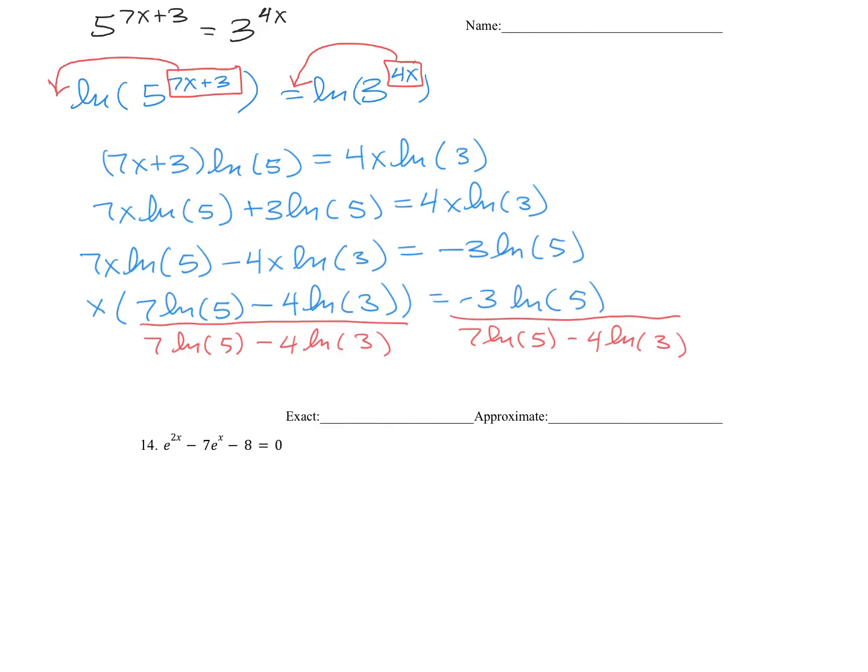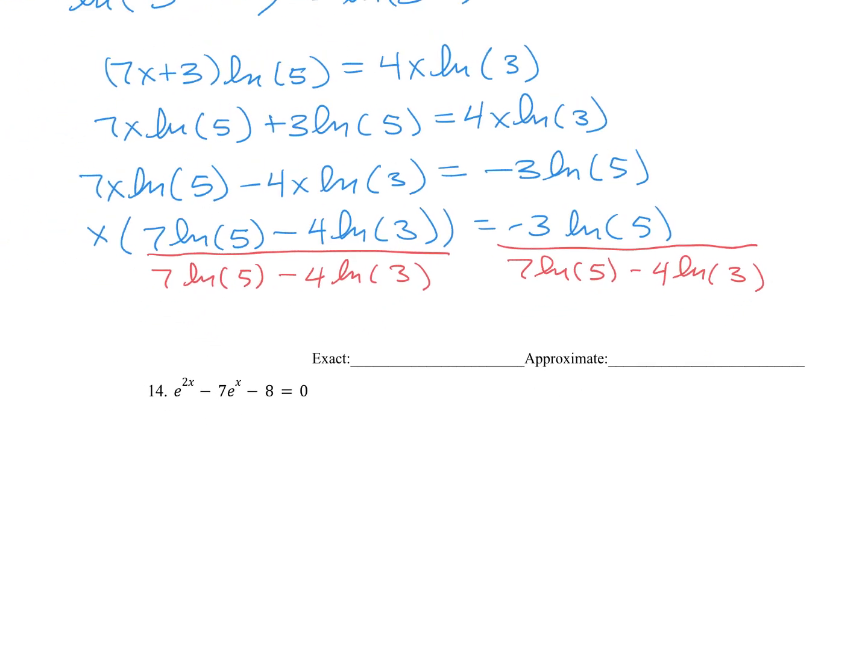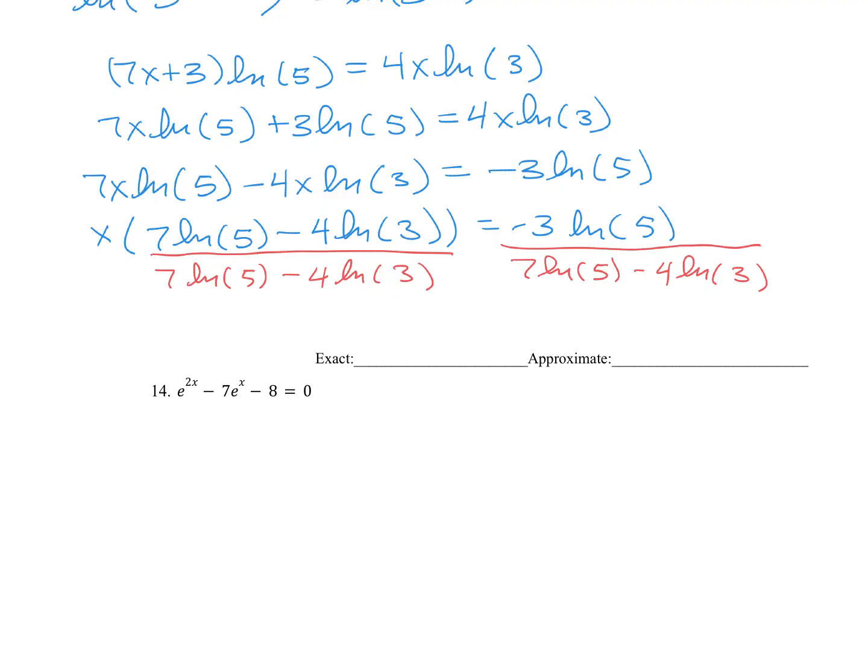Now that right there is my exact answer, and I can write it in the square very carefully. So again, that's negative 3 ln 5 over 7 ln 5 minus 4 ln 3. If you put this into a calculator, you will get x is approximately 0.7026. And when you do put it in a calculator, be very careful to make sure that you put parentheses around that entire denominator.